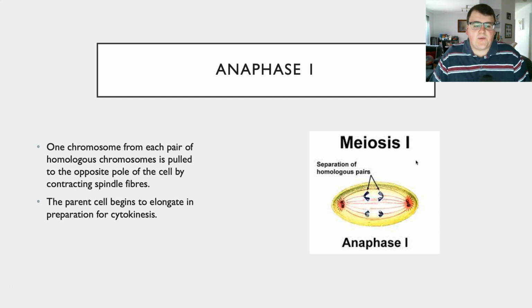We then move on to anaphase 1, where one chromosome from each pair of the homologous chromosomes is physically pulled on by the contracting spindle fibers, and then you end up with one homologous chromosome of each pair moving to opposite sides of the cell, or the poles of the cell. The parent cell will then begin to elongate and begins its preparation for cytokinesis.